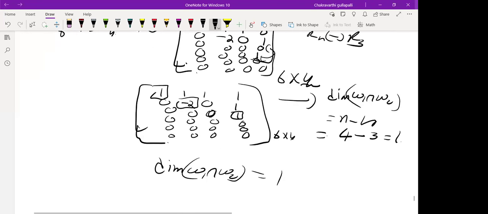Then n by r. This has 6 rows, 4 columns. n is the number of columns. What is the rank? 3. So 1. So this is the required answer.